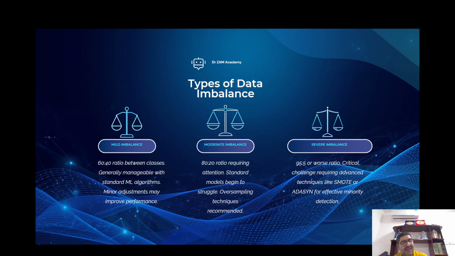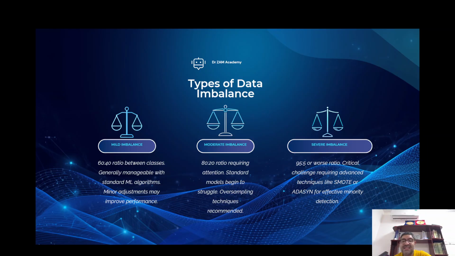We have discussed that. But there is a moderate imbalance, which is 80 to 20, so the minority class will be 20. It requires attention. Standard models begin to struggle, so sampling techniques are recommended. We have various oversampling techniques that can be used to address this moderate imbalance in data.